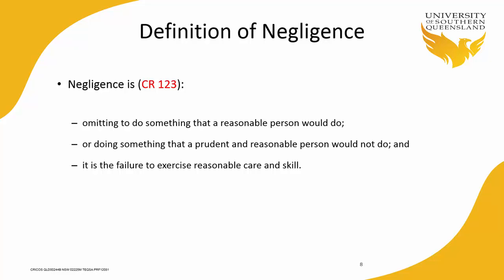So we start on page 123, and we start identifying what we mean by this cause of action called negligence. Just flowing from the two general principles we discussed at the beginning, negligence is omitting to do something that a reasonable person would do, or doing something that a prudent and reasonable person would not do. And it is the failure to exercise reasonable care and skill.